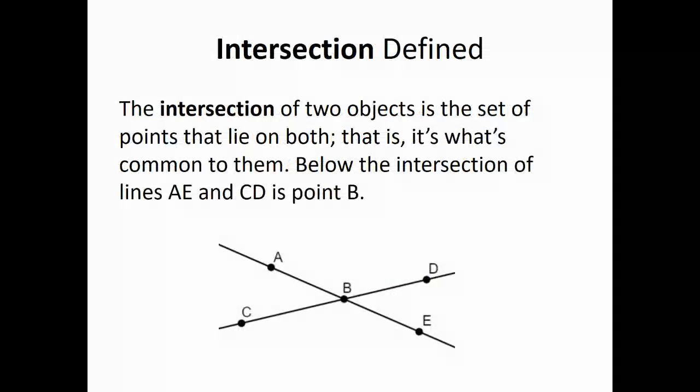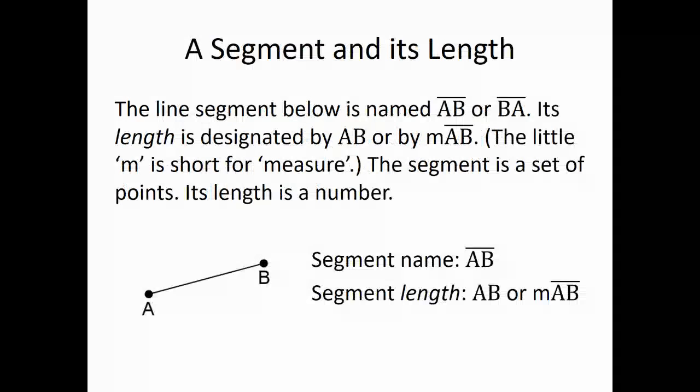Intersection is a word that I mentioned before, but let's make sure we're clear about what we mean by it. The intersection of two geometrical objects is the set of points that lie on both. To put it slightly differently, it's what's common to them. Look at the two lines in my diagram. One line passes through the points A, B, and E. The second line passes through the points C, B, and D. Notice that both of those lines have point B on them; point B is common to them. So we say the intersection of those two lines is point B.